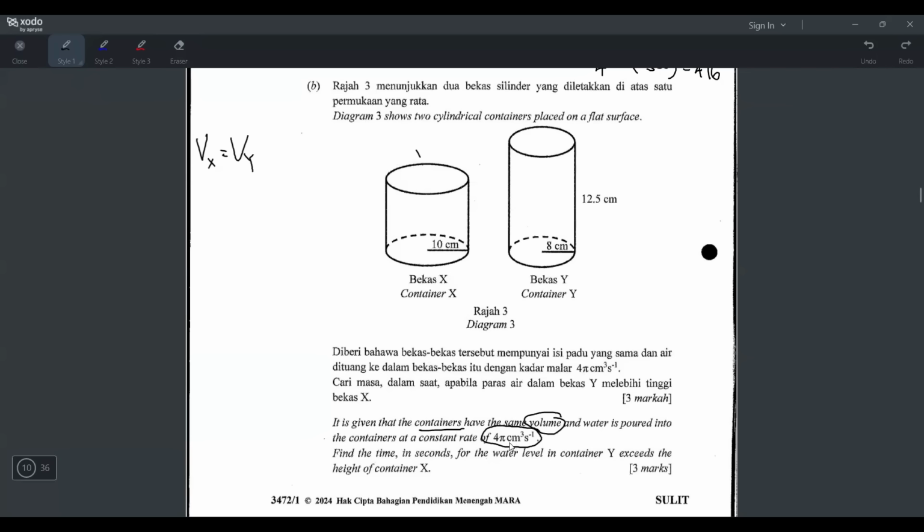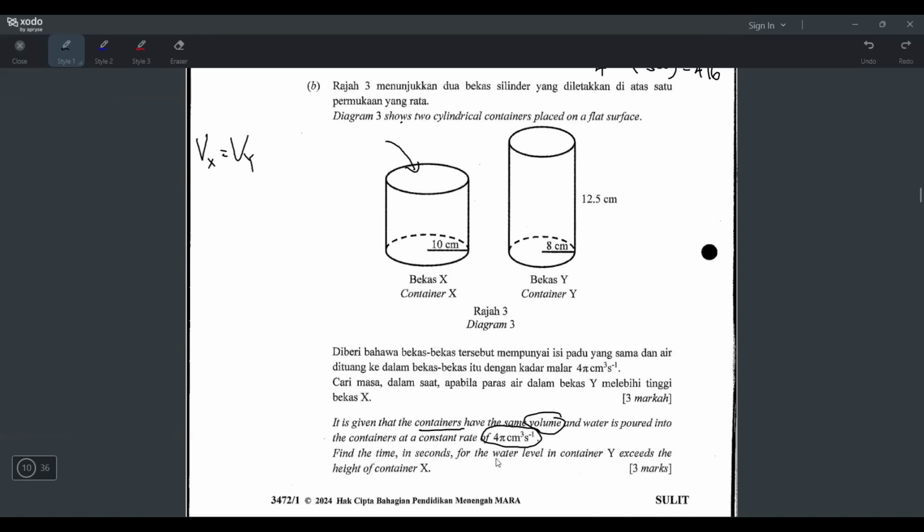If you look at the unit here, it says cm cube per second, right? It means for every second, the volume increases 4 pi. Yeah, that's what it means. So when I pour water inside, for every second, the volume increases 4 pi. Then after 2 seconds, it will be 8 pi. After 3 seconds, it will be 4 pi plus 4 pi plus 4 pi, which is 12 pi, and it keeps going until the cylinder is full with water. Okay, let's see what they want.